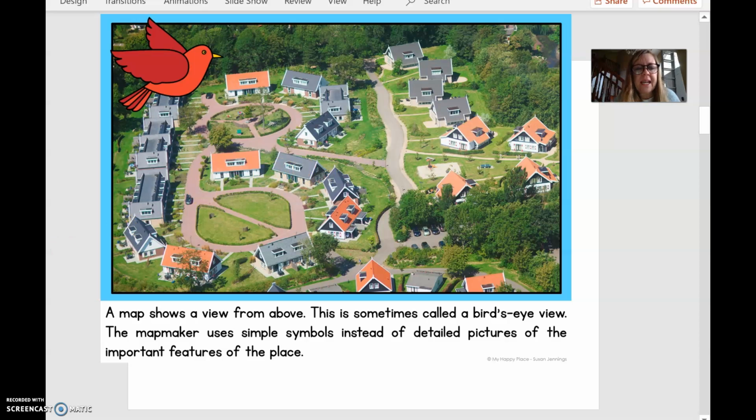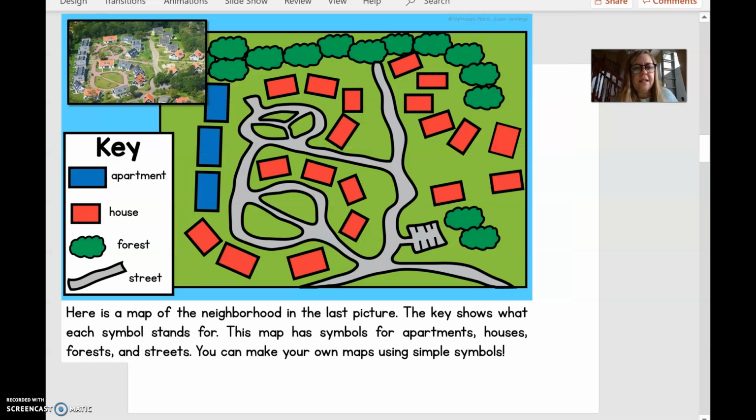So what I'm going to ask you to do is to make a map. As you can see, there aren't all the fancy details that were in the photograph. These are some simple shapes that you can make to represent the things in your neighborhood or on your street. The key will tell people looking at your map what they're looking at.